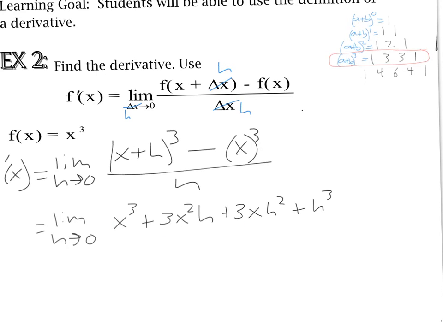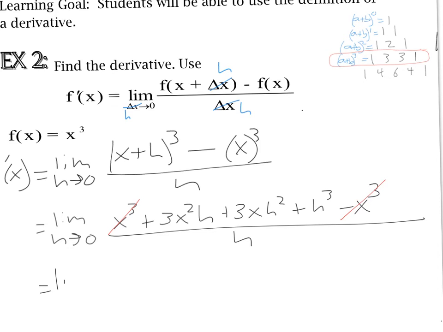It's 1, 3, 3, 1, 1, 3, 3, 1. So that's a really quick way to expand a binomial. And then you also see that the exponents go 3, 2, 1, 0, or 0, 1, 2, 3. So this whole thing is over h. Oh, and I almost forgot, remember, I'm subtracting this x cubed. Okay. Well, we can see that these x cubes cancel each other out.